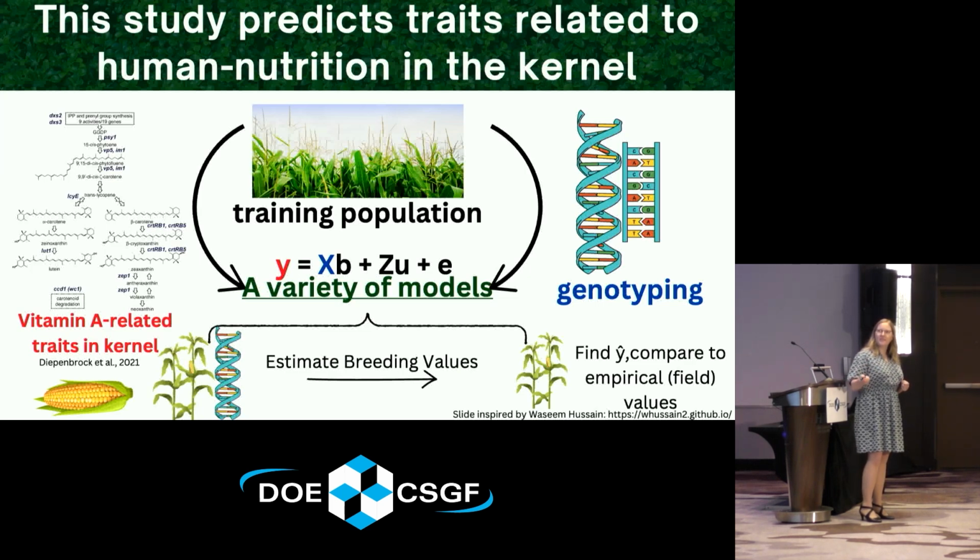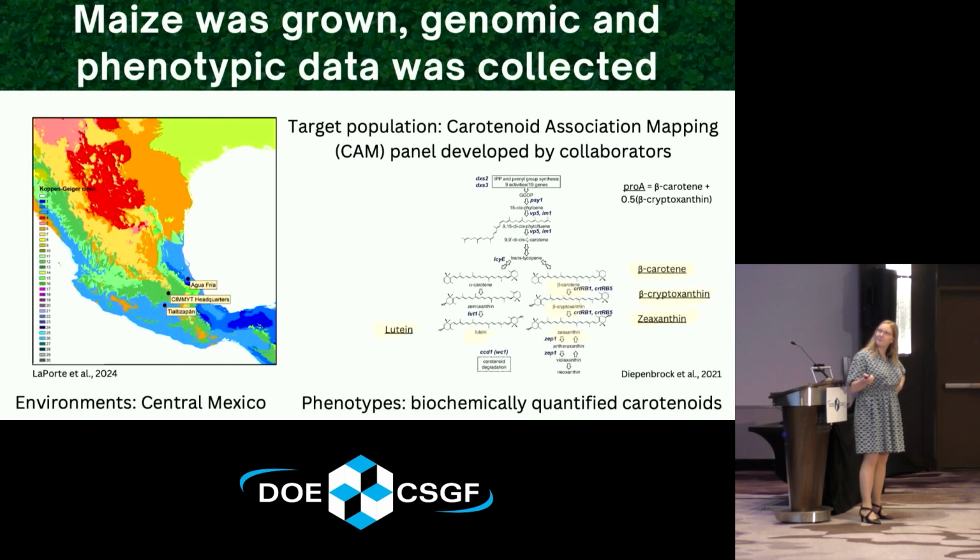In this particular case, the phenotype I'm thinking about is vitamin A-related traits in a kernel. So here are some examples of the biosynthetic pathway for maize grain carotenoids. We have the genotypes for this plant, and we're trying a variety of models for genomic prediction. So this is the type of results I'll be showing you. But before I show you those, let me tell you a little bit about how we grew the maize.